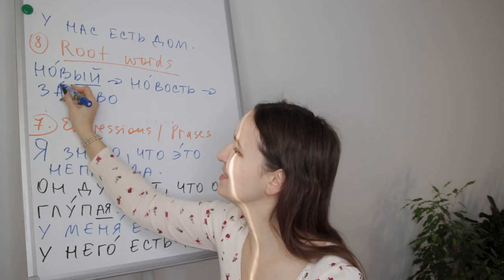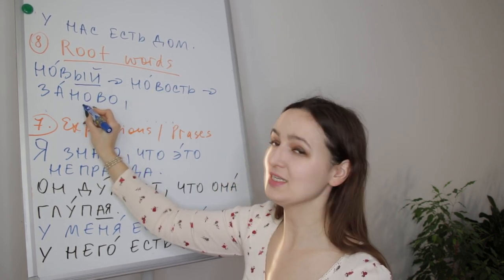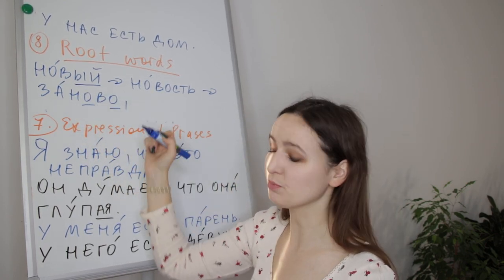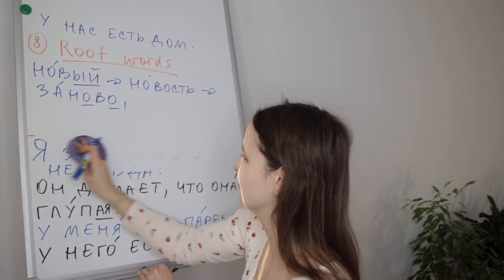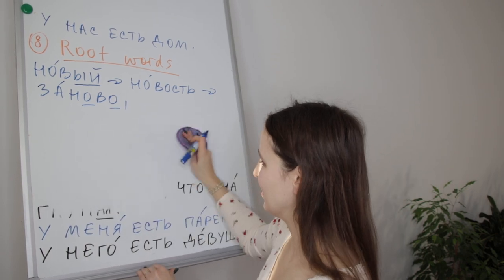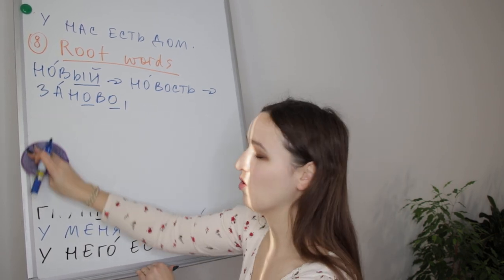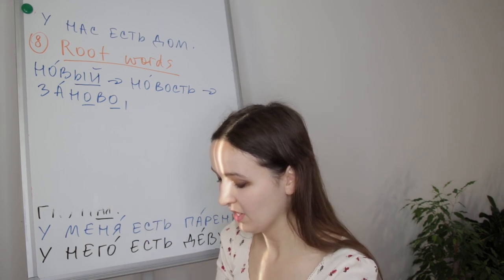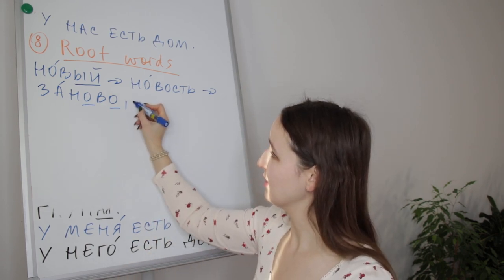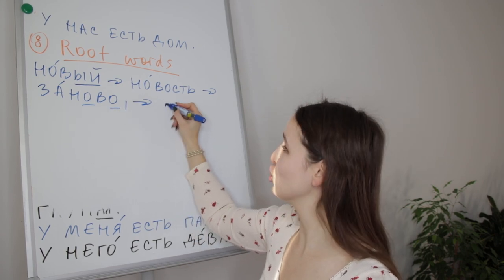Дальше. Заново. Here you can see that I pronounce this O and this O as A because they are not stressed. Заново means over again, all over again. Or its synonym is снова.